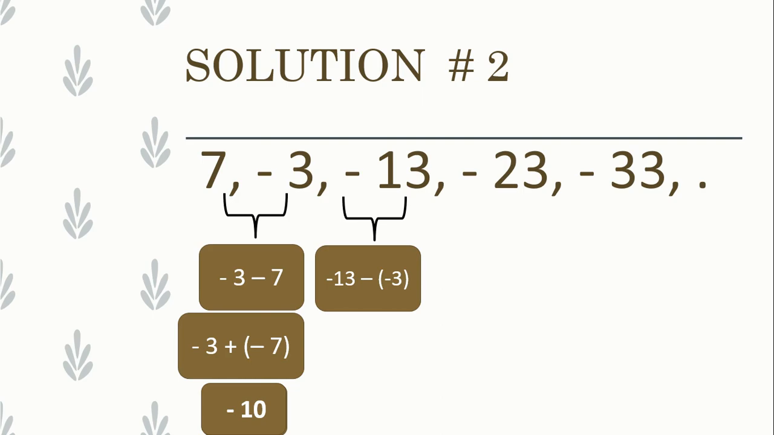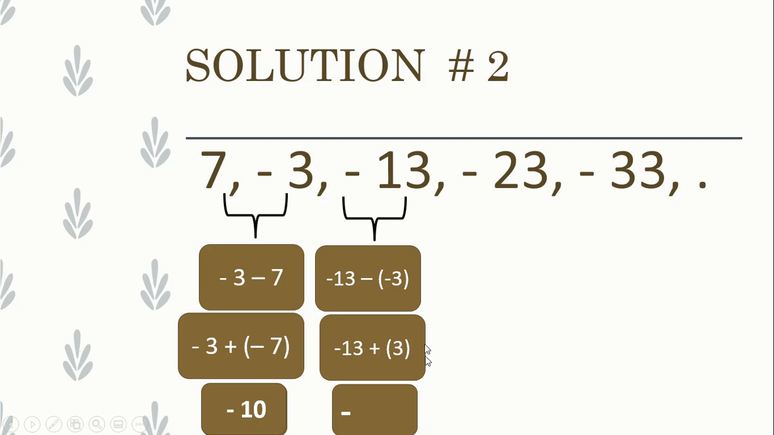Applying the rules, we will change the sign of the subtrahend, -3, into its opposite sign. So that will become +3. Then proceed to addition. That will become -13 plus 3. Since we have unlike signs, we will indicate the sign of the addend which has greater absolute value. In this case, the addend which has greater absolute value is -13. So we are expecting the answer to bear negative sign.